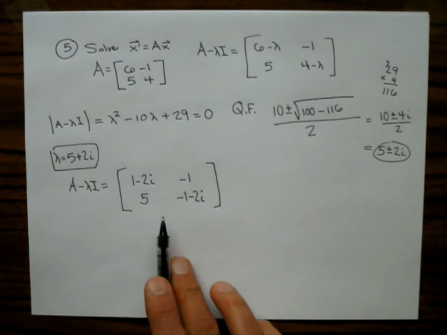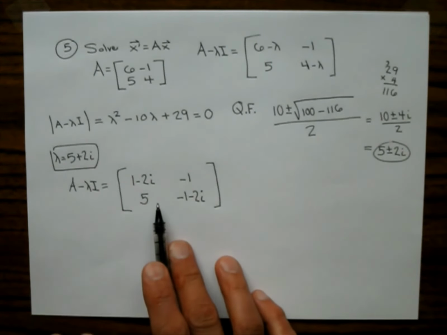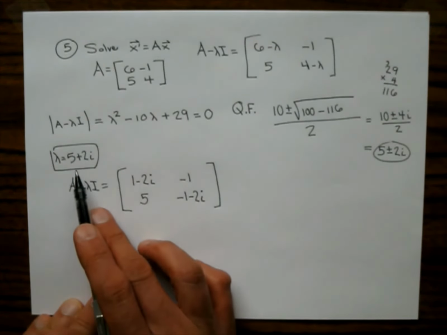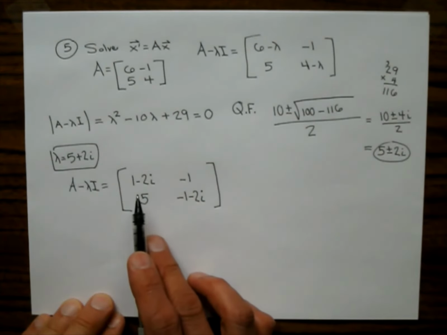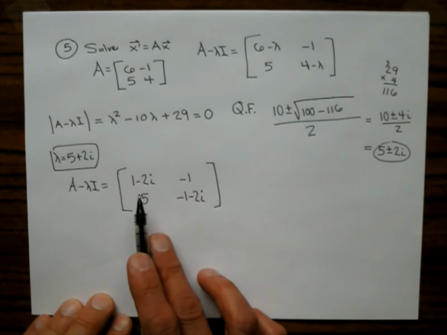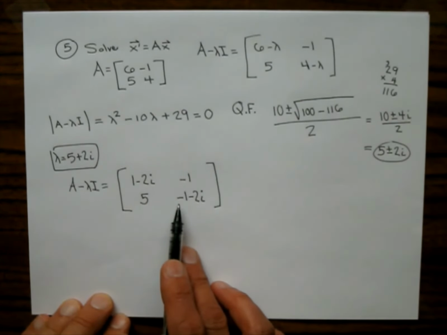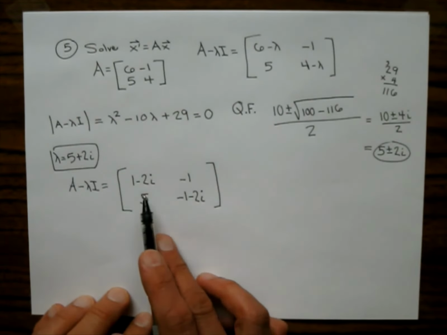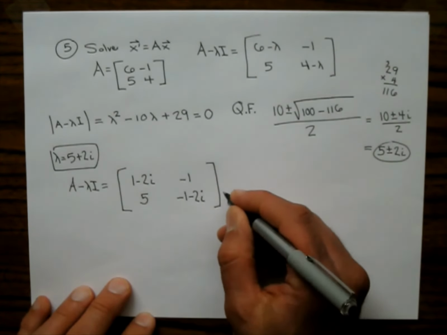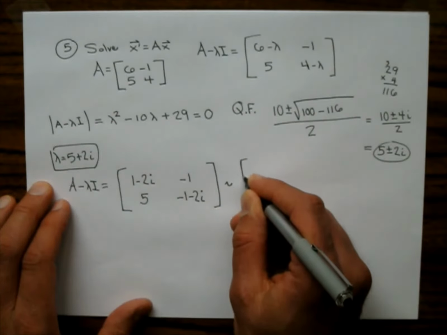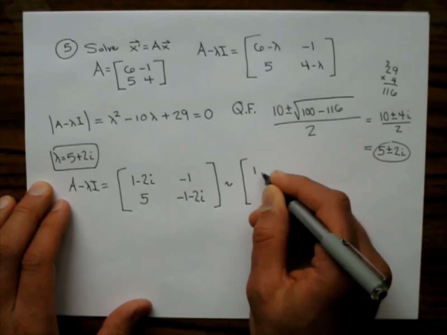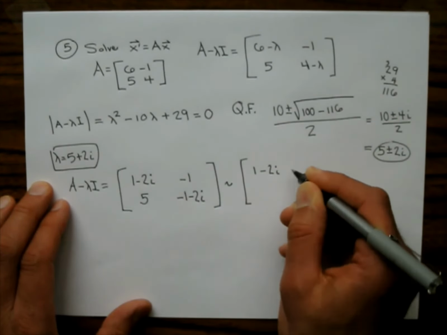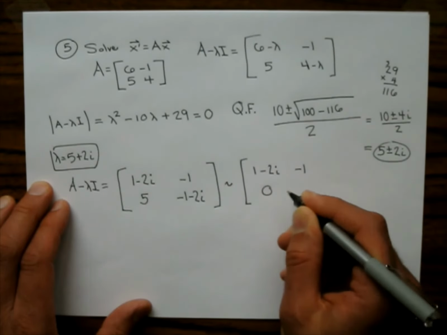What am I trying to find on this matrix? I'm trying to find the null space. And because this was an eigenvalue, I know that these two rows are multiples of each other. You can verify that on your own, but I'm just going to take the first row. That's the one I'm going with: 1 minus 2i, -1, and then 0, 0.